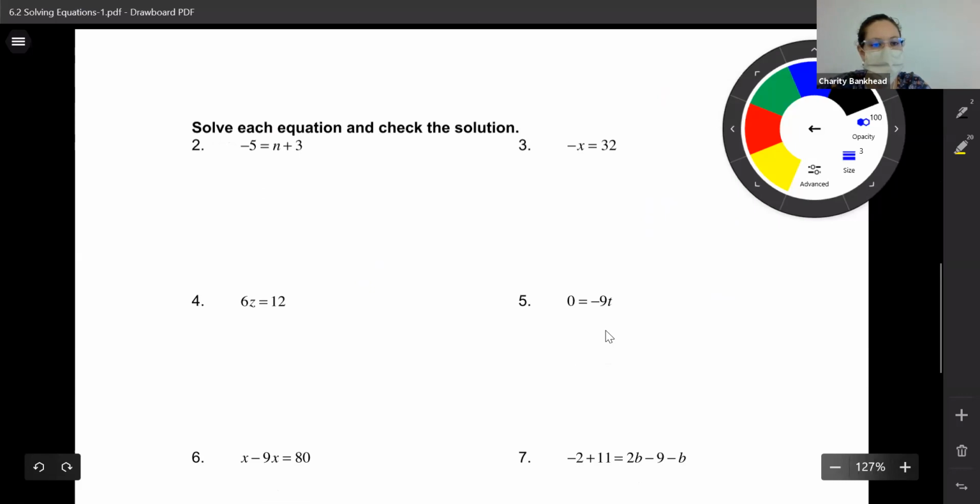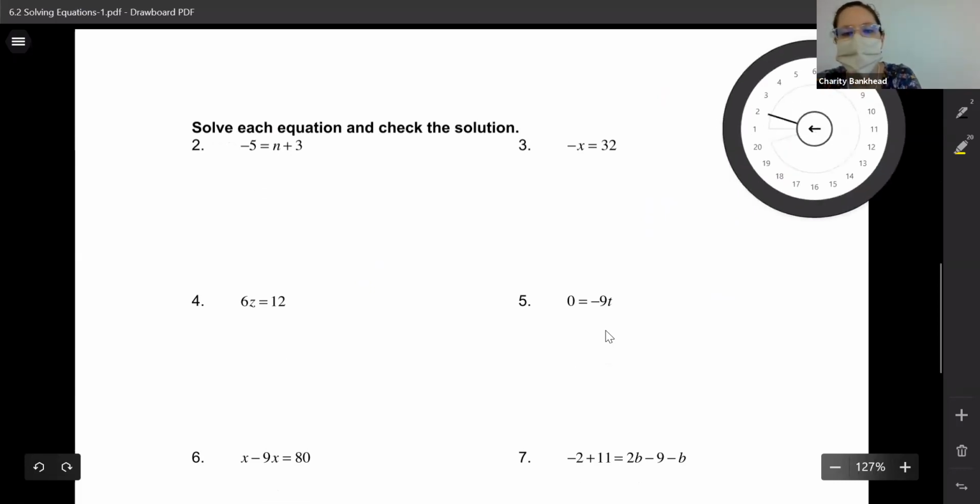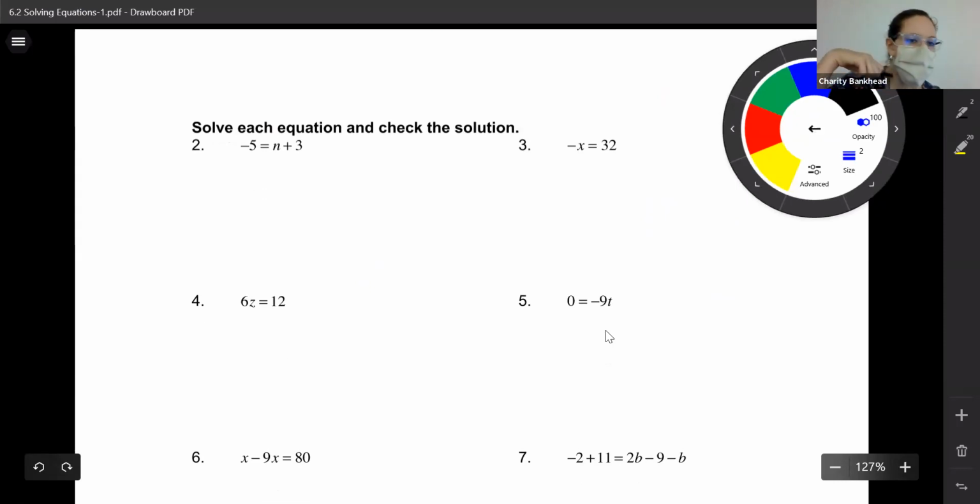Solve each equation and check the solution. Negative 5 equals n plus 3. The equation has 2 sides, right? Whatever's on the left of the equal sign is the left side of the equation, and whatever's on the right of the equal sign is the right side. We want to get the variable, which in this case is n, by itself on one side of the equation. So we need to get rid of the plus 3. We're going to do that by subtracting 3 from both sides of the equation.